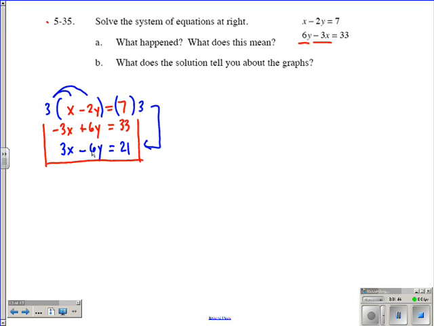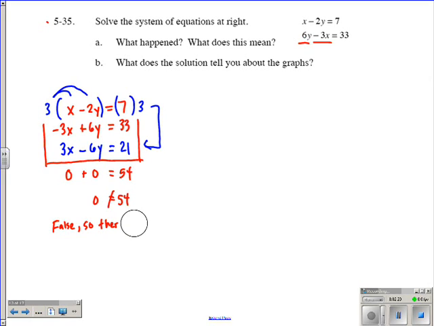And when I add these things all together, I was trying to get my x's to cancel out. Negative 3x plus 3x is going to be 0. 6y plus a negative 6y is going to give me 0. And 33 plus 21 is going to give me 54. So I end up with 0 equals 54 because both of my variables canceled out. So that is not true. This is a false statement. So there are no solutions.